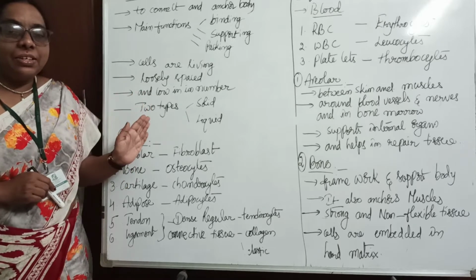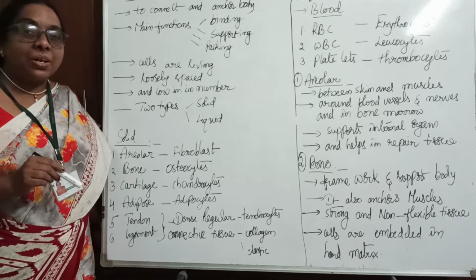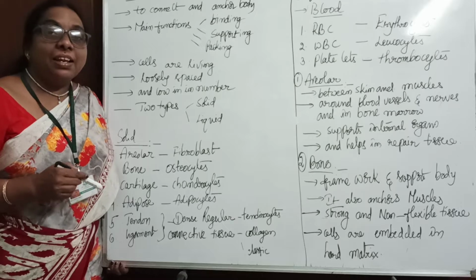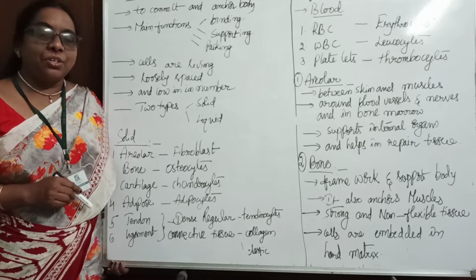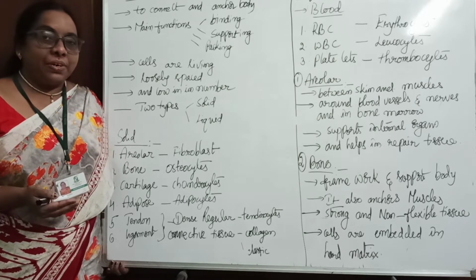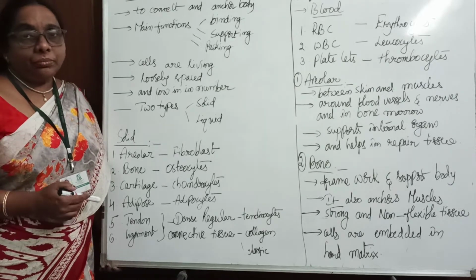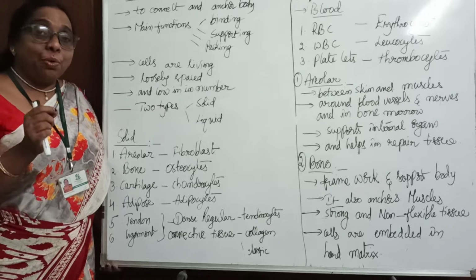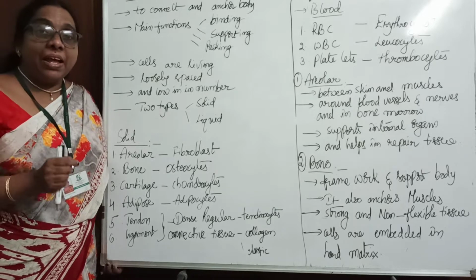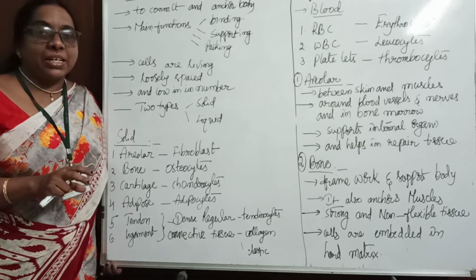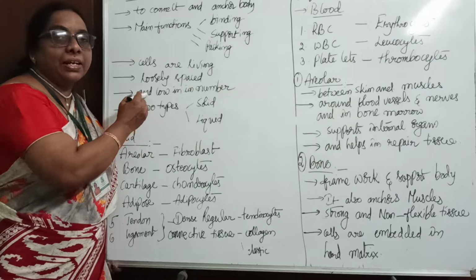Connective tissue is further classified into two groups. The first is solid connective tissue, and the second is liquid connective tissue. Solid connective tissue is further divided into around six types. What those tissues are, what type of cells are present in them, what the function of each tissue is, and where they are located, we are going to study in this class.